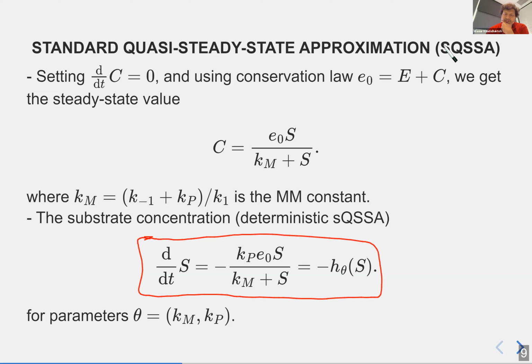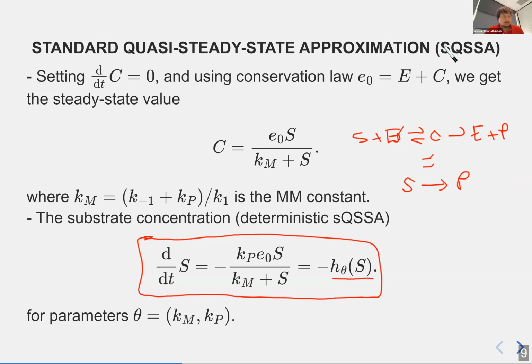You can view this quasi-steady-state approximation as an approximation from the system consisting of S plus E going to C, going to E plus P. This is an approximation to a system that looks exactly like this. So this is approximately equal to that. And in which case you get a single equation, which I'm going to call dS/dt to be minus h theta of S.